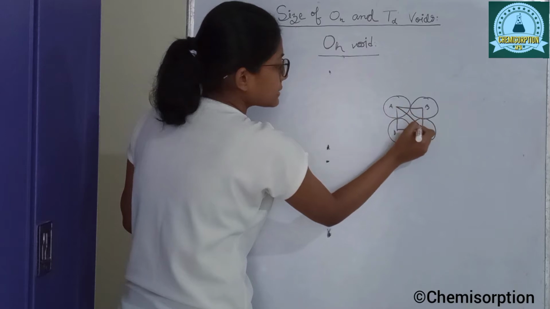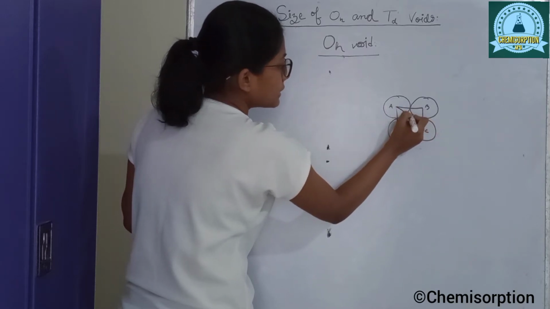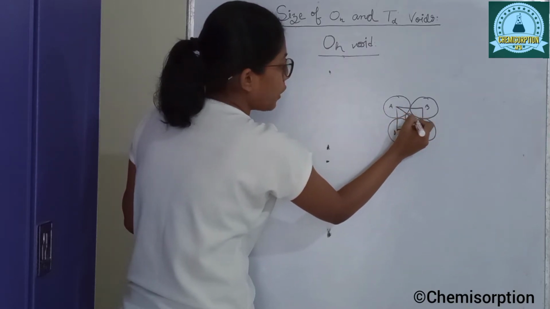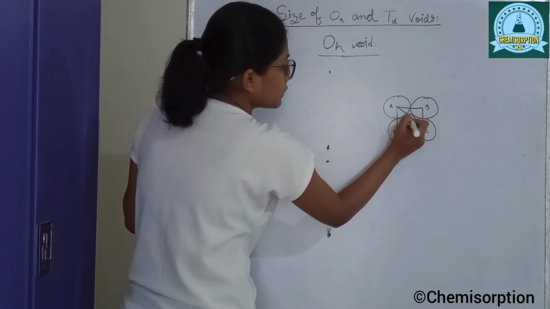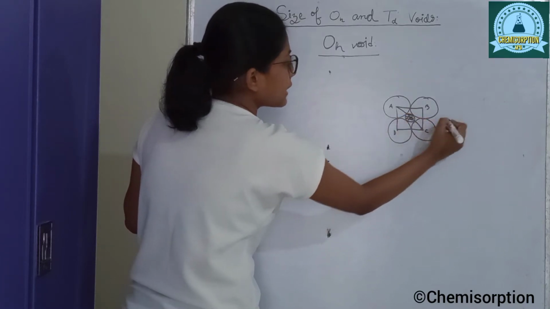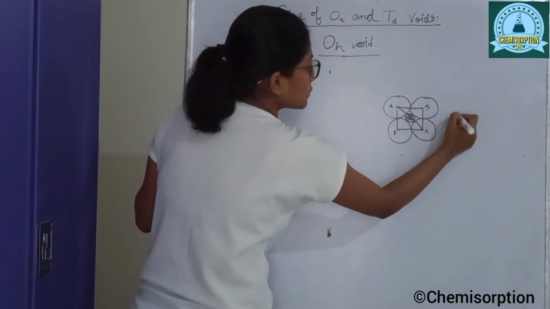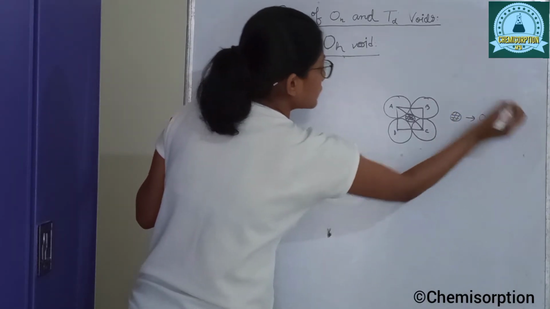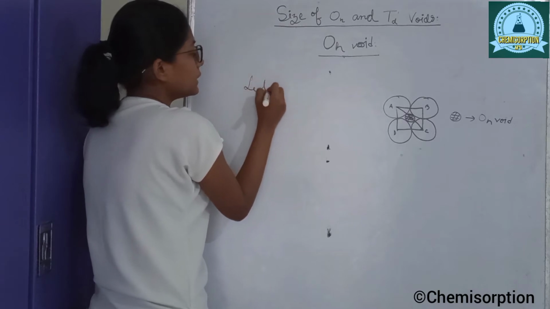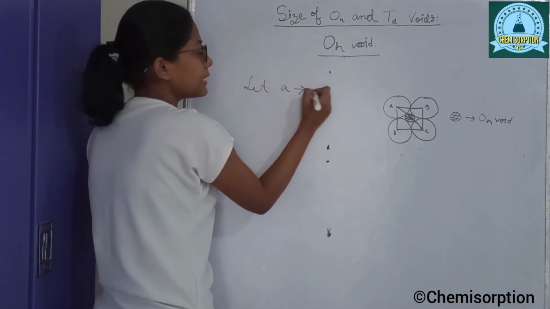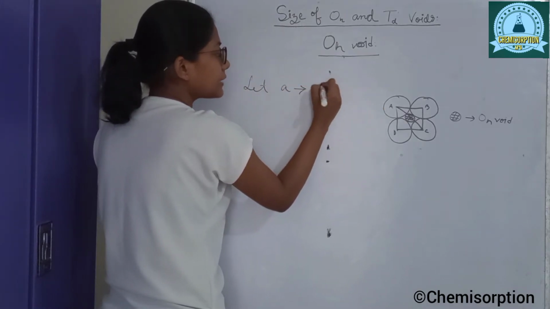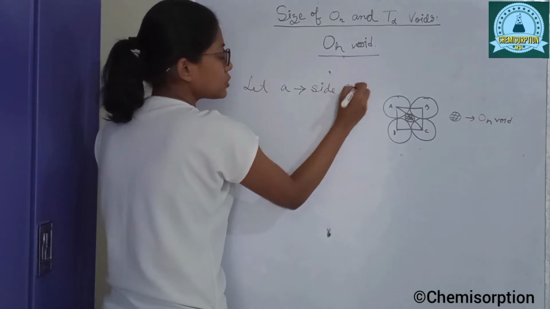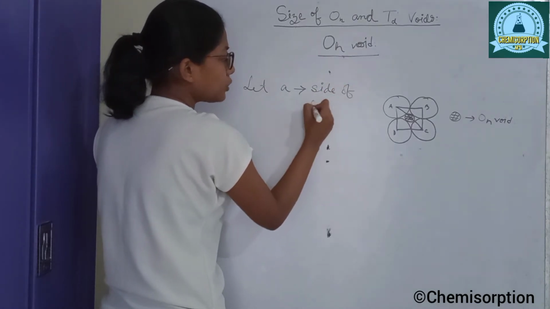Then AC is the diagonal, and this small part at the center is the octahedral void. So let us consider a is the side of the square.